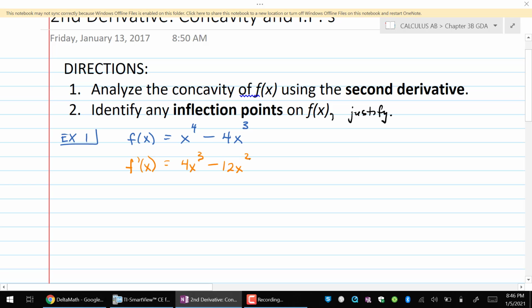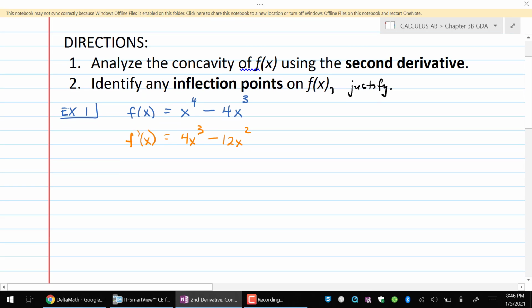There's f prime. And remember that the critical points are what we want to find because at critical points we have potential extrema, and we're going to use those critical points in a sign chart to analyze exactly what's going on. So to find critical points, we're going to set the derivative equal to 0 and solve for x. And it looks like I have a GCF of 4x squared, so x minus 3. And that will lead to two critical points of 0 and 3.